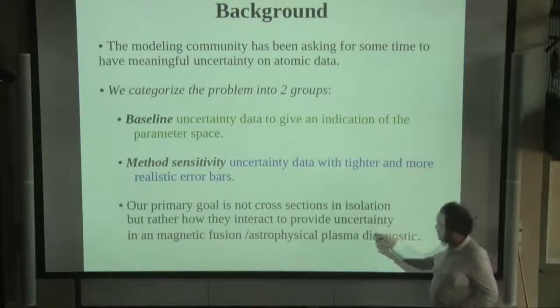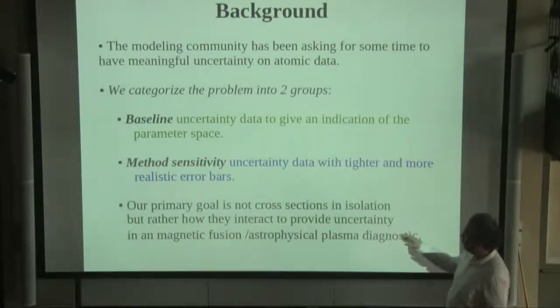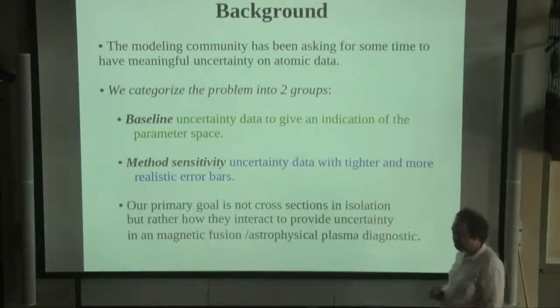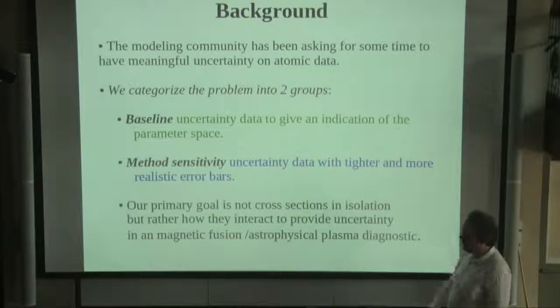My third point is, in the line of work that I'm doing, the goal is not to provide a cross-section in isolation. It is to use it as a temperature diagnostic or an impurity influx from a tokamak. We want to use the data. In that regard, it's not how one collisional process acts, like excitation, but how excitation, ionization, and dielectronic recombination interact with each other.